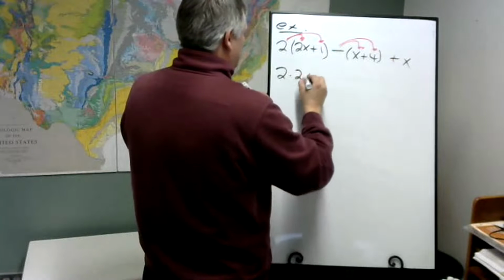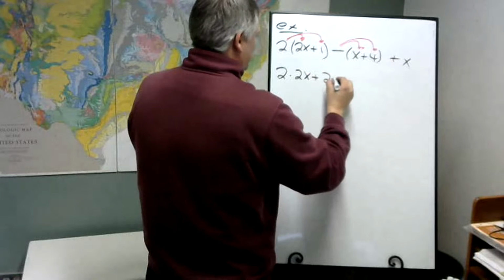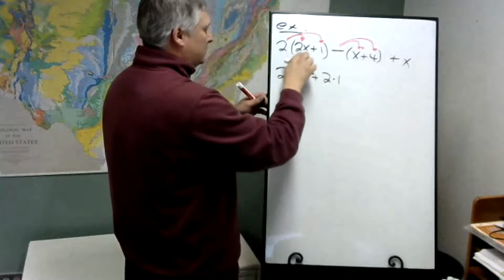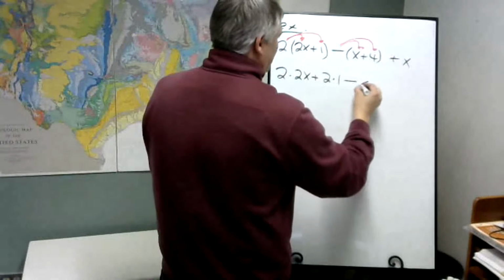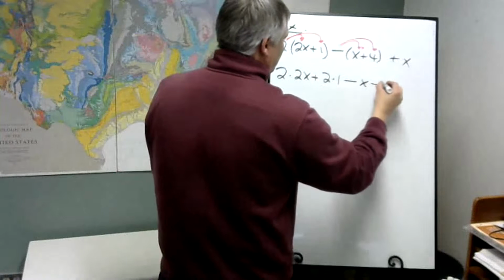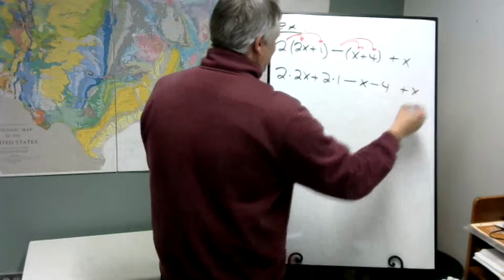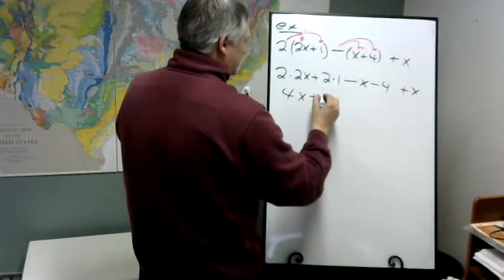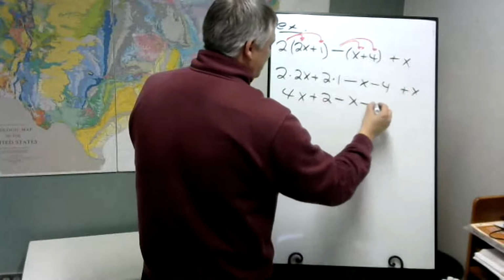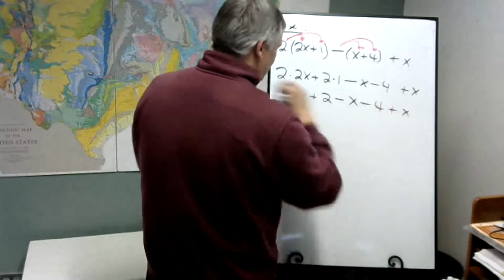So 2 times 2x plus 2 times 1. Again, this 2 gets distributed to both of these terms. Same with the minus. Minus x. And then minus goes to the 4, minus 4. We still have the plus x here. 4x plus 2 minus x minus 4 plus x.